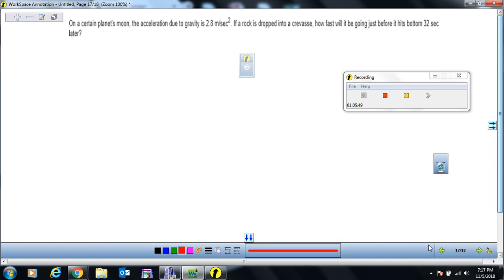If a rock is dropped into a crevasse, how fast will it be going just before it hits bottom 32 seconds later? On a certain planet's moon, the acceleration is the second derivative of the position formula. First it's s, the position formula, then it's v, the velocity, that's the first derivative. Second derivative is going to be the acceleration. So what they're giving us here is information about the third derivative.